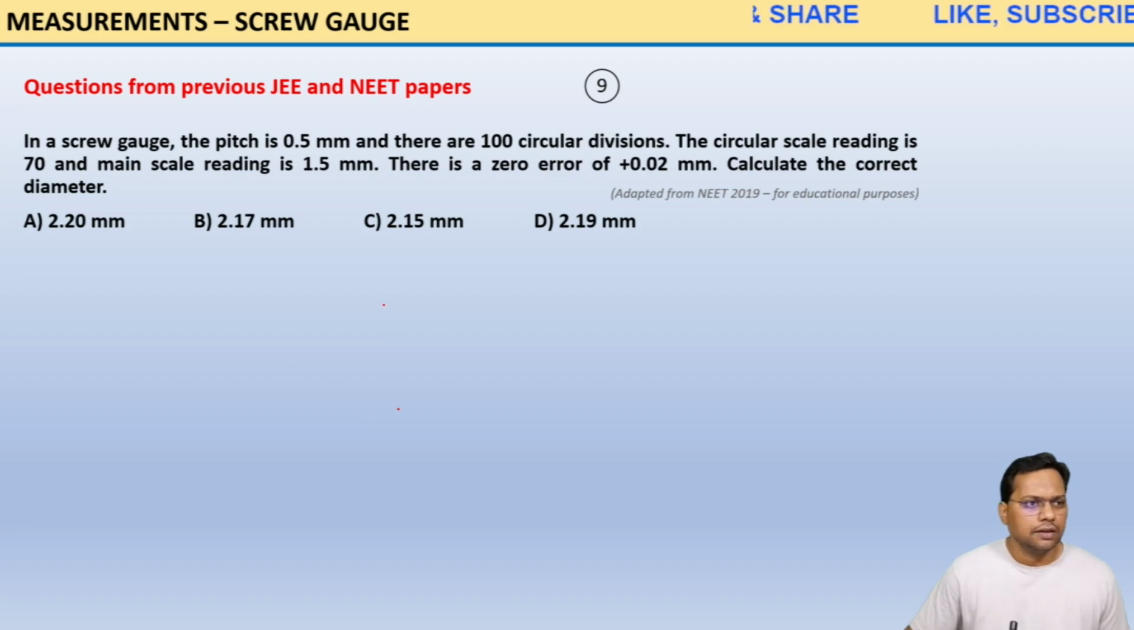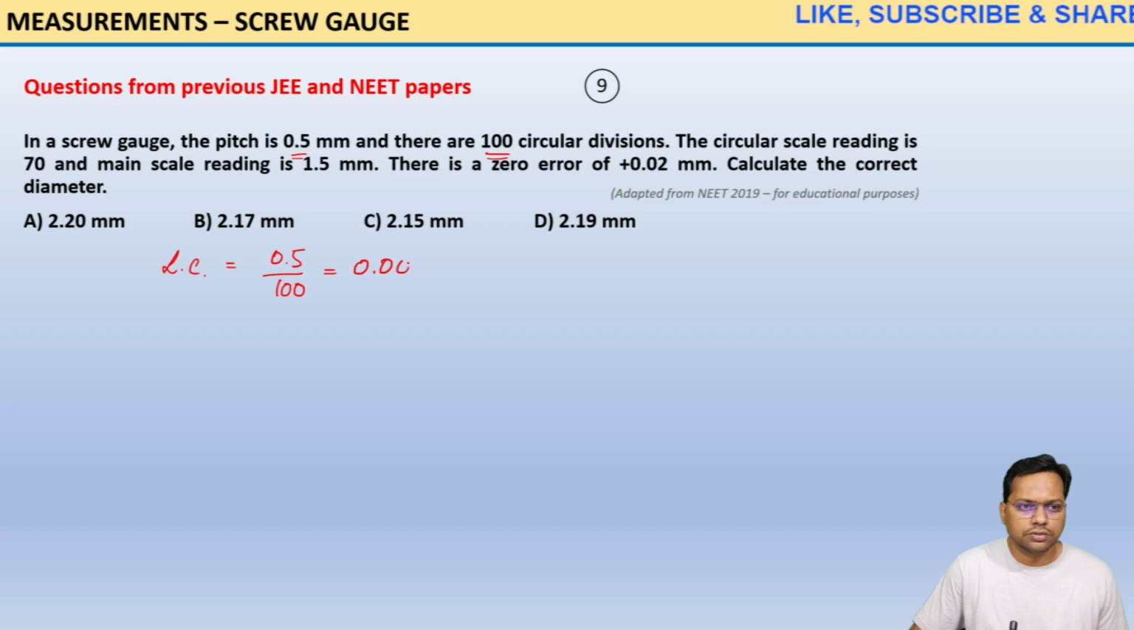The next question. In a screw gauge, the pitch is 0.5 mm and the number of circular scale divisions is 100. Therefore the least count for the given screw gauge is 0.5 divided by 100, that is 0.005 millimeter. The circular scale reading is 70 and the main scale reading is 1.5, and there is a zero error of 0.02 mm, that is positive. Calculate the correct diameter.